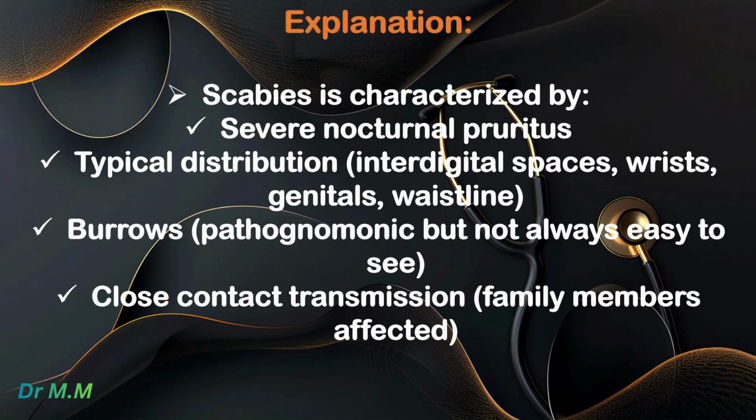Scabies. Explanation. Scabies is characterized by severe nocturnal pruritus. Typical distribution: interdigital spaces, wrists, genitals, waistline. Burrows are pathognomonic but not always easy to see. Close contact transmission, with family members affected.